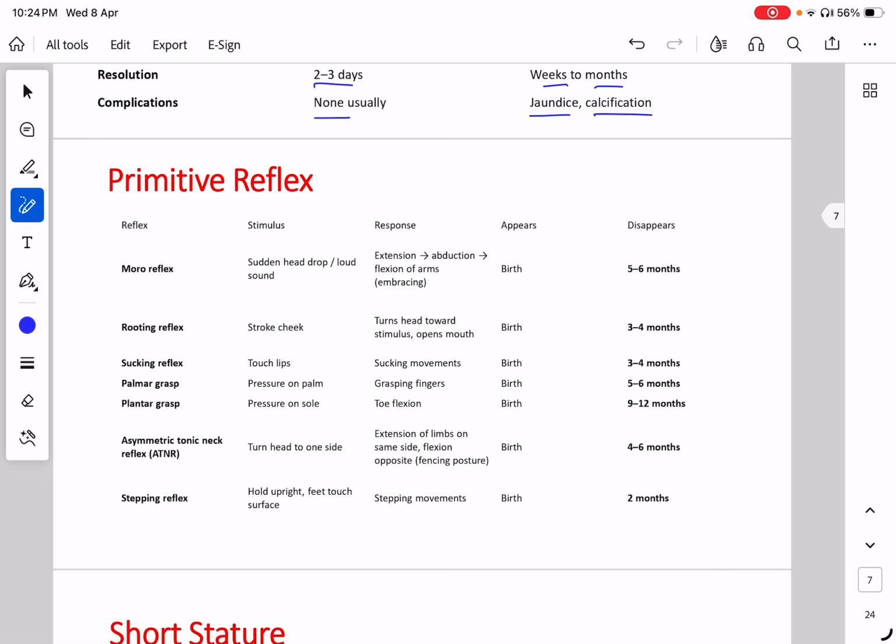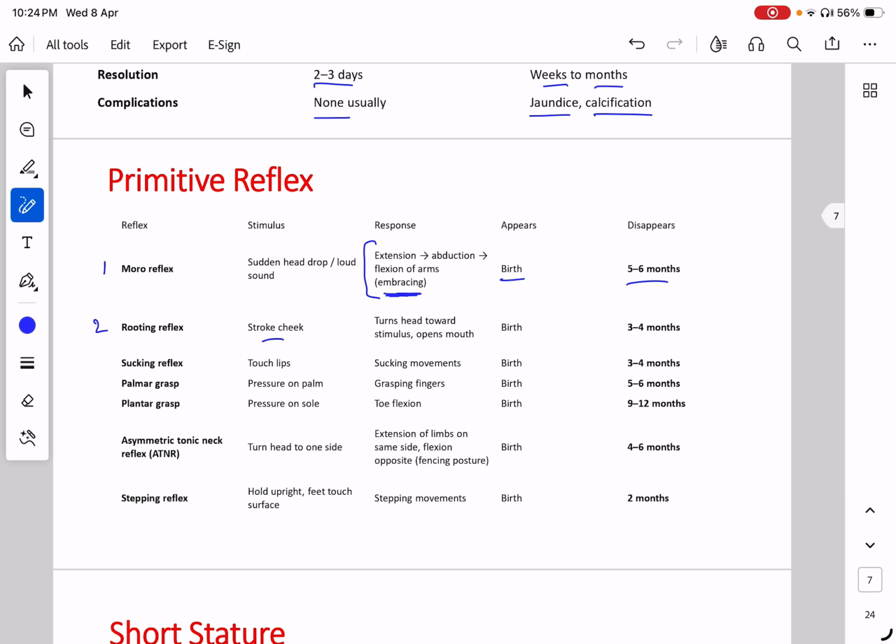Now, primitive reflexes, we will go through these fast. First one is the Moro reflex. Stimulus, as you might be doing in your everyday practice, is a sudden head drop. What is the response? Extension, abduction, then flexion of the arms, so an embracing or hugging-like reflex, and it appears at birth and disappears by 5 to 6 months.